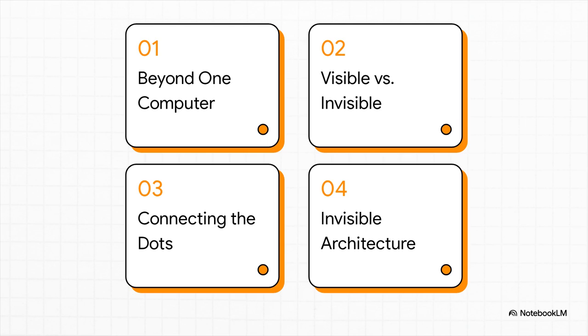First, we'll talk about why we have to go beyond just one computer. Then we'll look at the difference between the visible and the invisible ways these systems work. After that, we'll explore how all the pieces get connected. And finally, we'll look at the art of designing this invisible architecture itself.